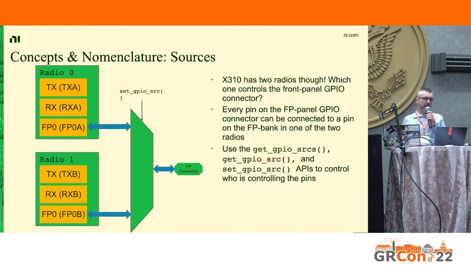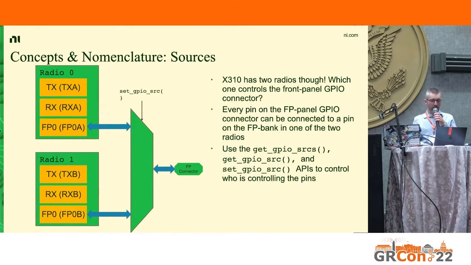We have the concept of a GPIO source, and we have 3 APIs for that: get GPIO sources, get GPIO source, and set GPIO source, which you can use to query available modes, the current mode, and then obviously set one. Now, I mentioned earlier the X310 has 12 pins. For each of those 12 pins, you can decide who's going to drive that. Is it going to be radio 0 or radio 1? That's freely configurable, but it can only be one at a time. So you could say the bottom 6 pins go to radio 0 and the top ones to radio 1, or I'm just going to assign them all to radio 0 or whatever. That's all up to you.